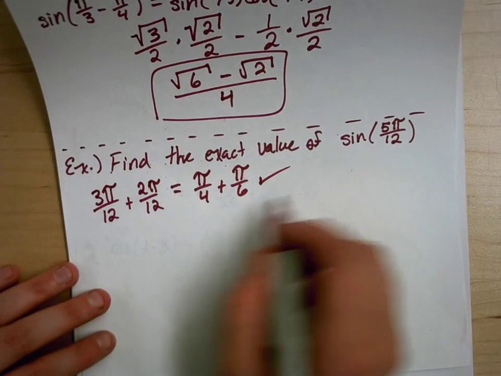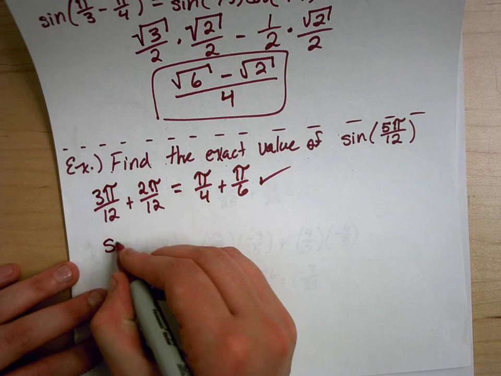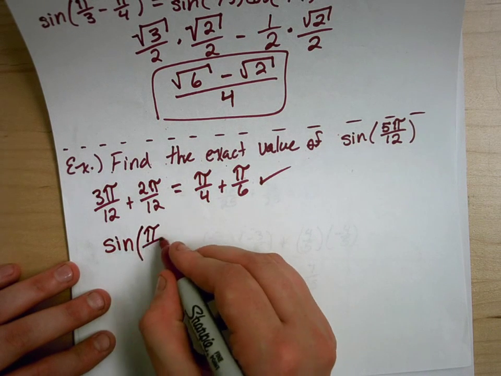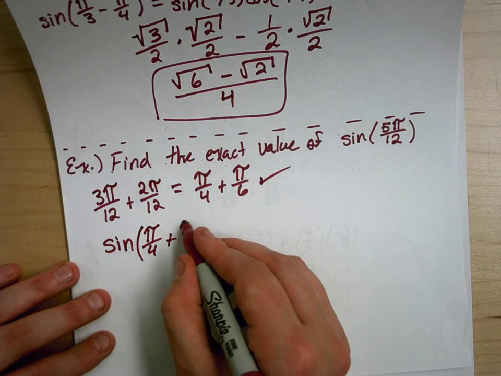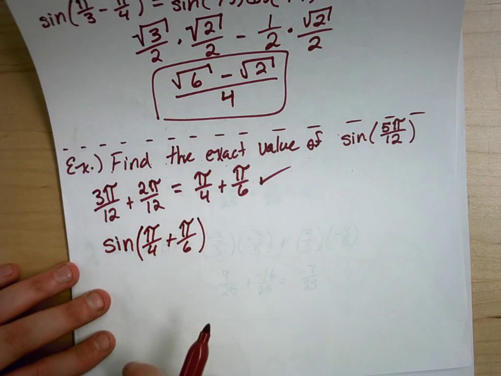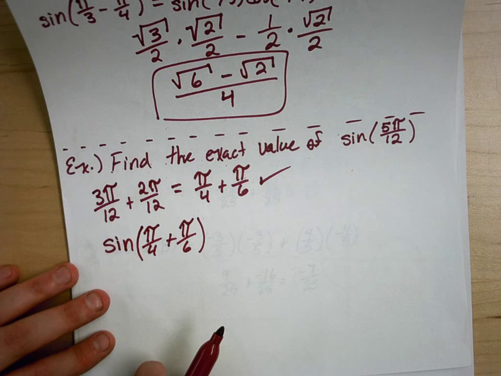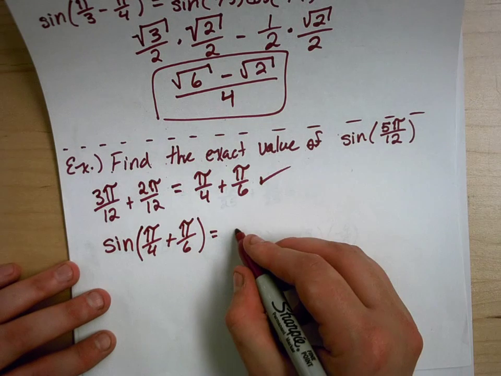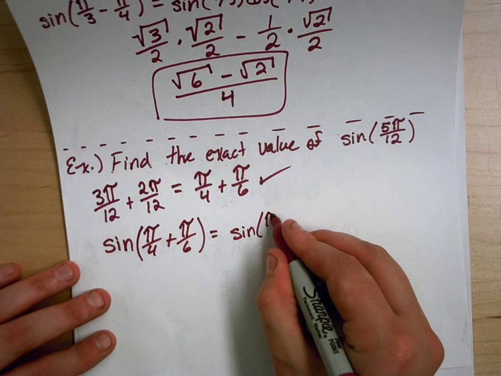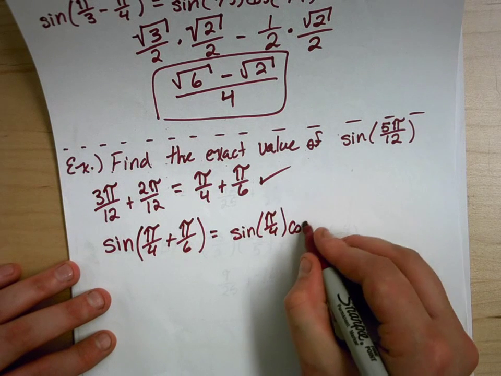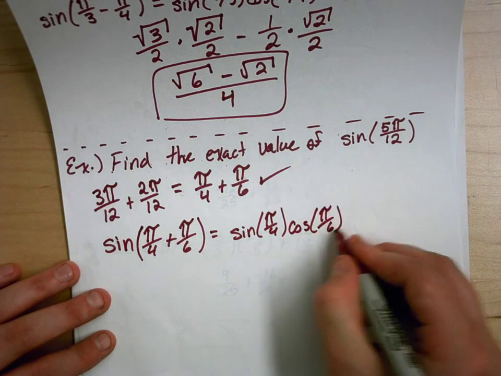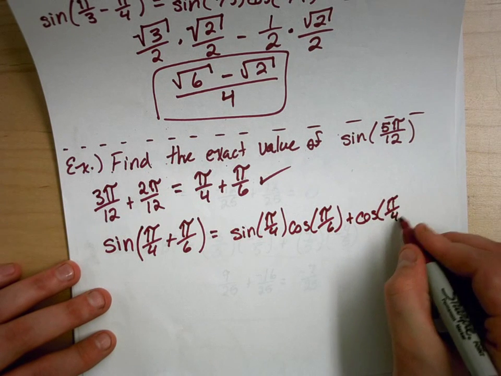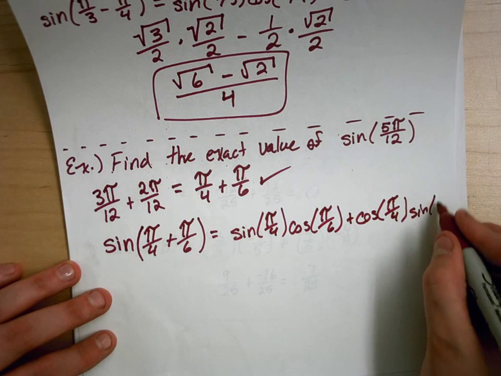Okay, so if we work this one out, we're going to have sine of pi over 4 plus pi over 6. Right, go ahead and take a minute, work this one out on your own. Okay, so that's going to give me sine pi over 4 cosine pi over 6 plus cosine pi over 4 sine pi over 6.